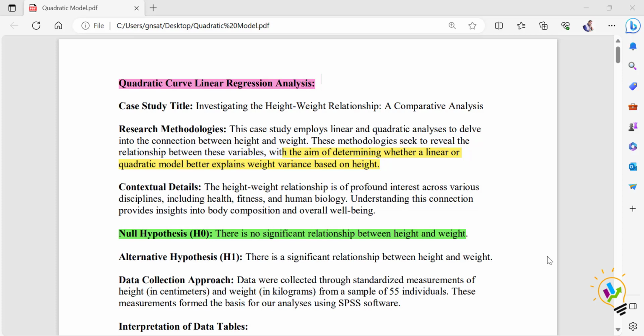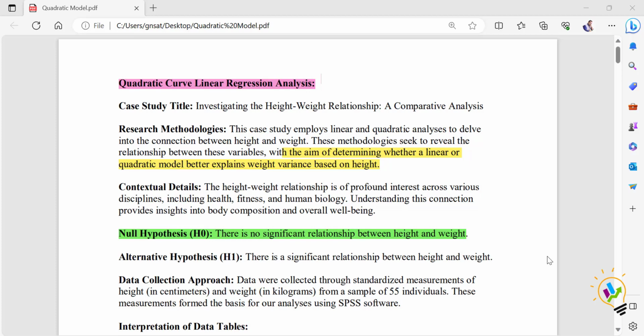In this video, I am going to discuss quadratic curve linear regression. Linear regression is a straight line relationship between the independent variable and the dependent variable. If the relationship is not a straight line relationship, it must be nonlinear regression. In nonlinear regression, quadratic curve regression is one of the models.